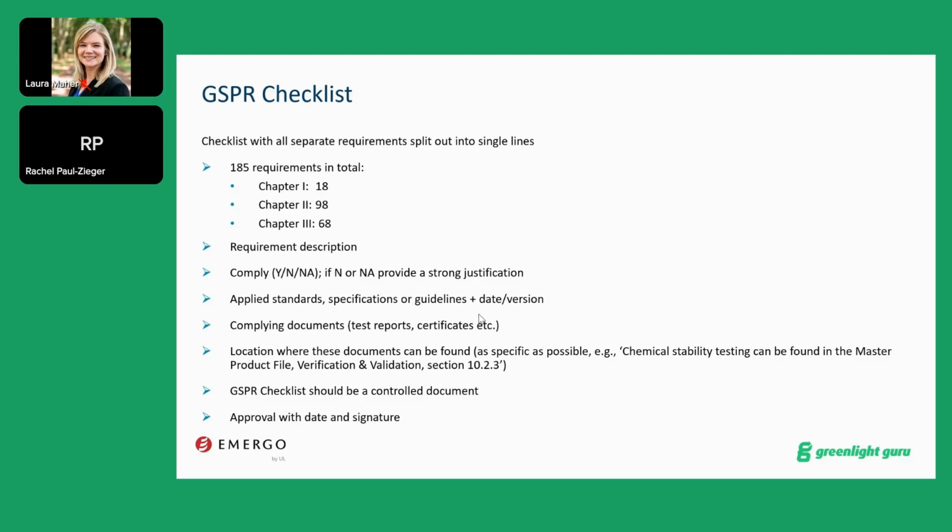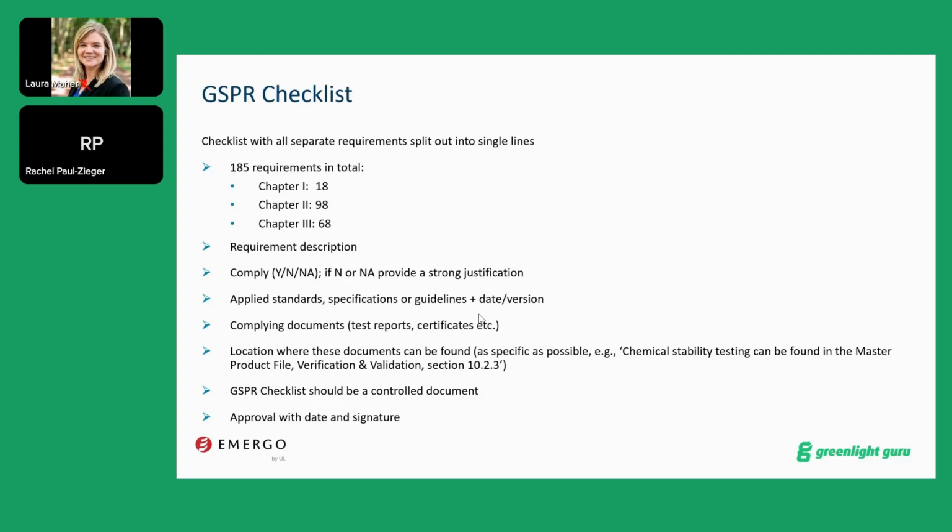So the checklist should include all the separate requirements split out into single lines. You have a total of 185 requirements: 18 for Chapter 1, 98 for Chapter 2, and 68 for Chapter 3. So you can see the list is very extensive. You need to provide a description of the requirements, so just copy and paste, in fact, the text of the MDR. It is the best way to do this.